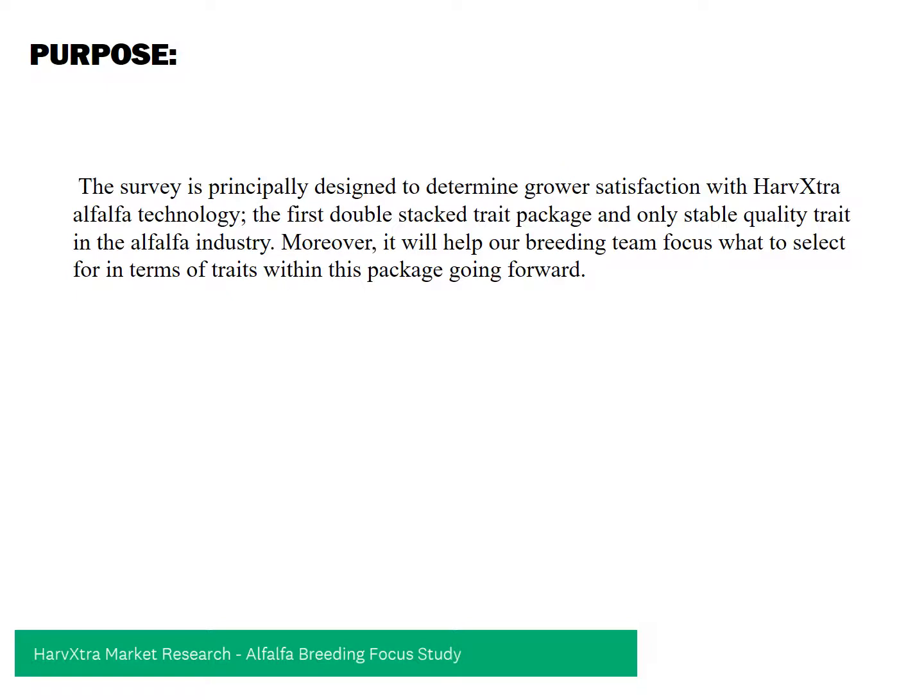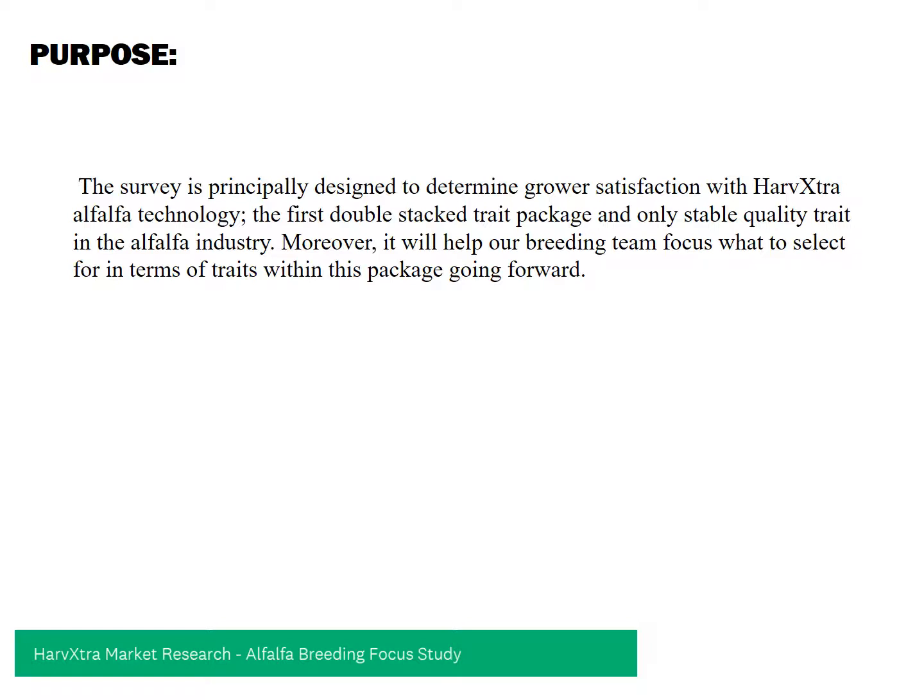Purpose. So the survey is principally designed to determine grower satisfaction with HARVXTRA technology. HARVXTRA is the first alfalfa package that has been introduced to the market that has both a stable quality trait as well as the Roundup Ready technology attached to it.